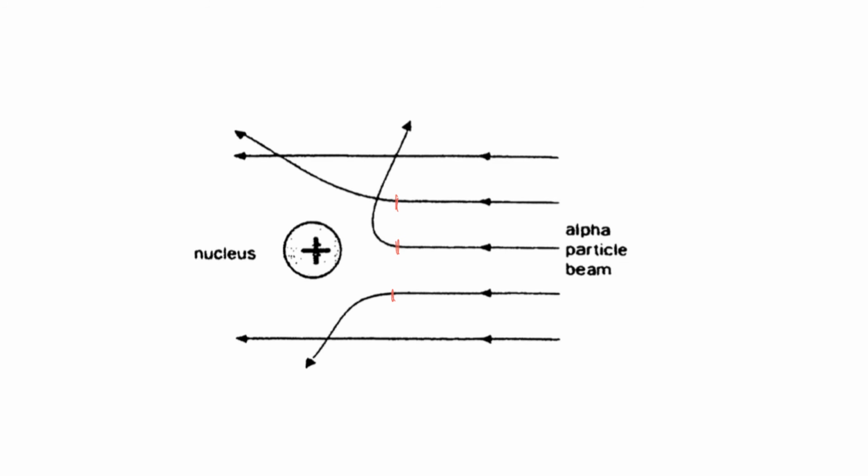Now, when will it deflect up? When will it deflect down? If the alpha particle is above the middle, then it deflects up. But if it's below the middle, it will deflect down. Do you understand? Okay, so you stop here.